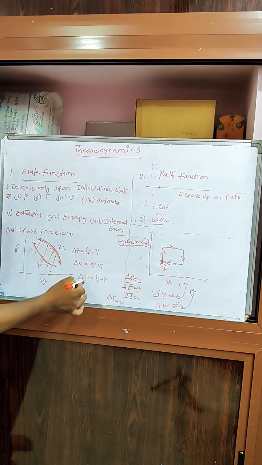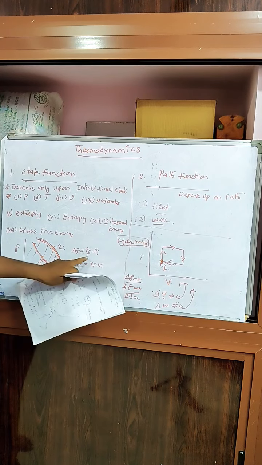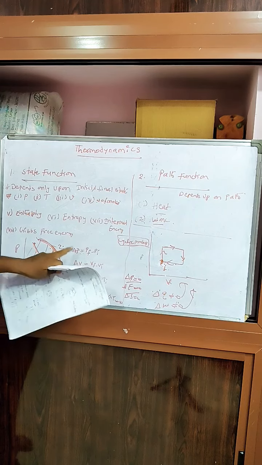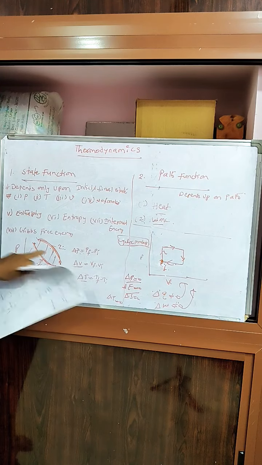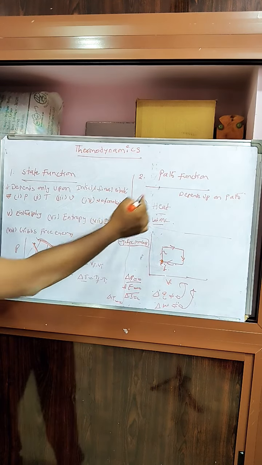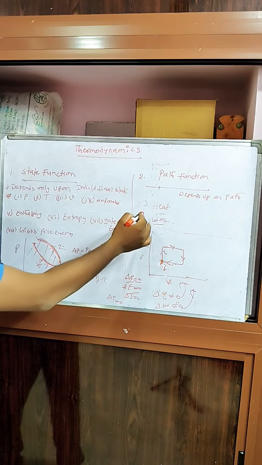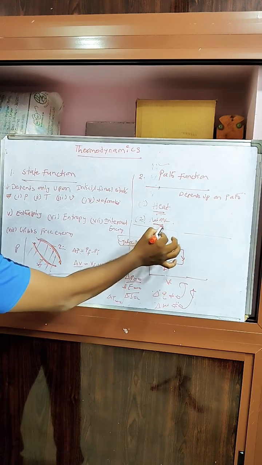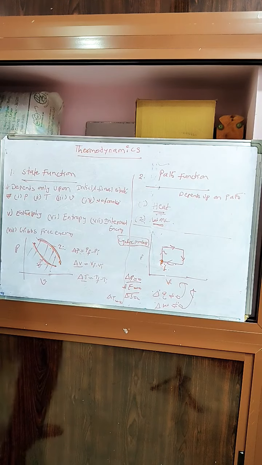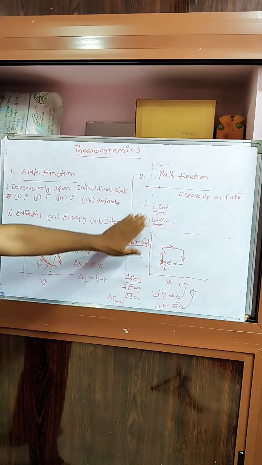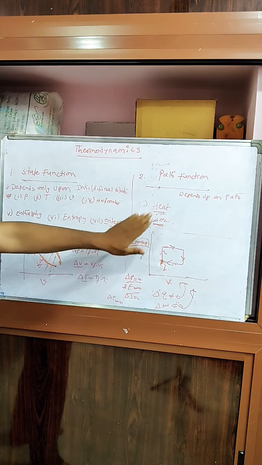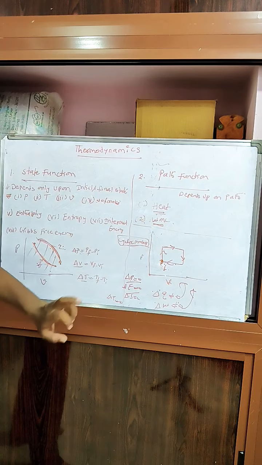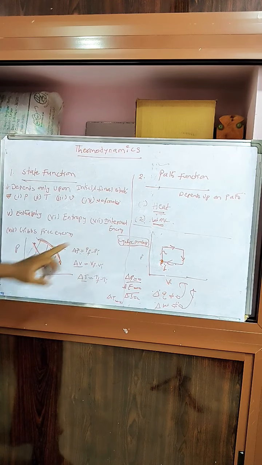In the same way, volume and temperature also depend only upon the initial and final state, not upon how the path is followed. But in the case of path functions, these are very important. We have to remember heat and work. These two only, in the entire thermodynamics, depend upon the path. You must remember that these two only depend upon the path.